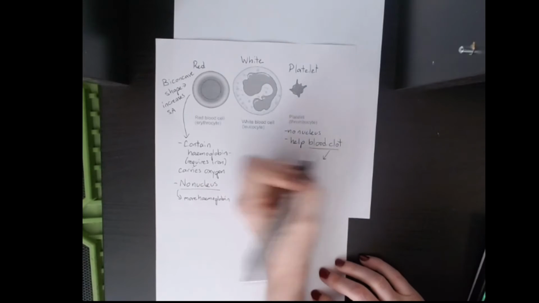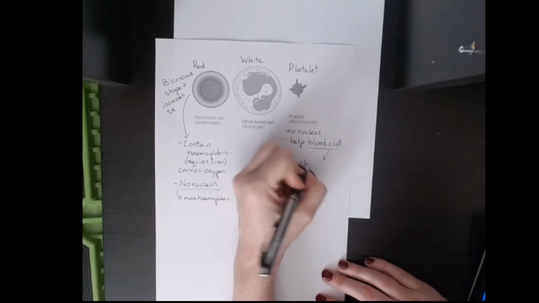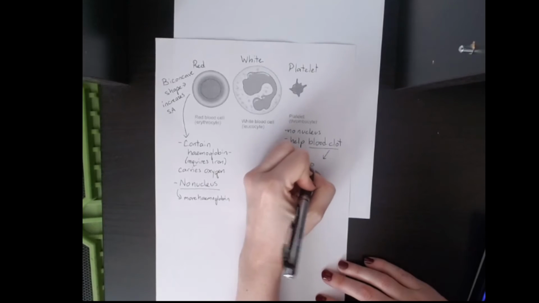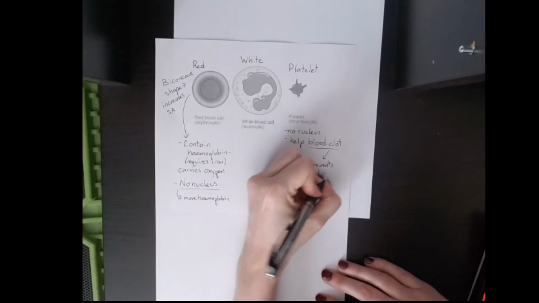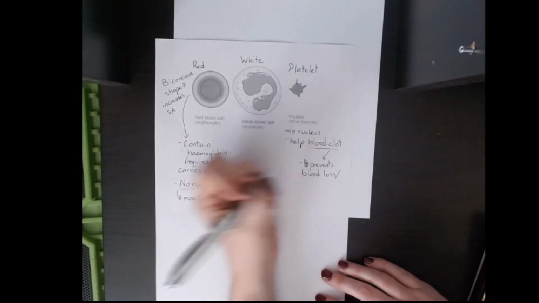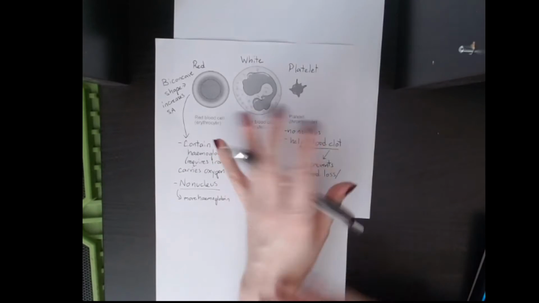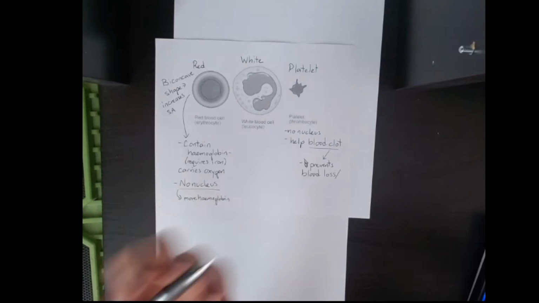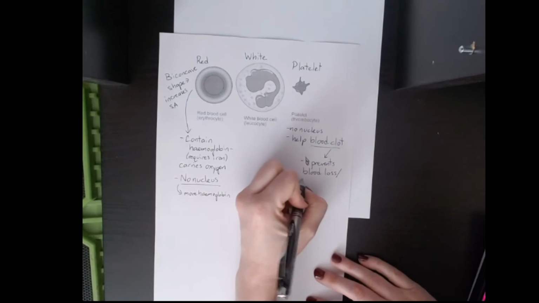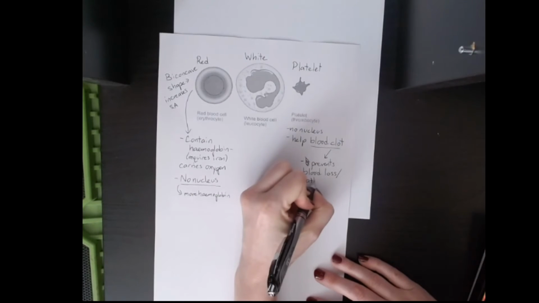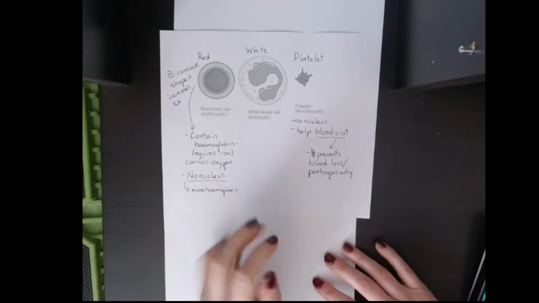And why do you want the blood to clot? Why is that important? It prevents you from losing too much blood. And also it stops pathogens from getting in. It's the same thing as your skin. Why do you have skin? So that pathogens don't get in and travel around your body and have a field day. So it prevents blood loss and pathogen entry. Okay, so those are those two.